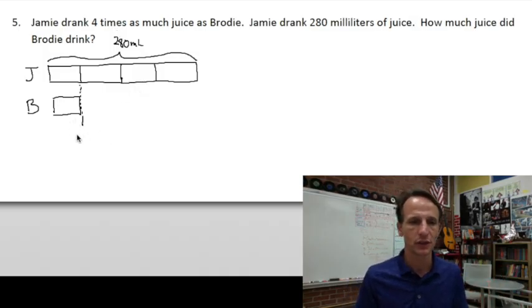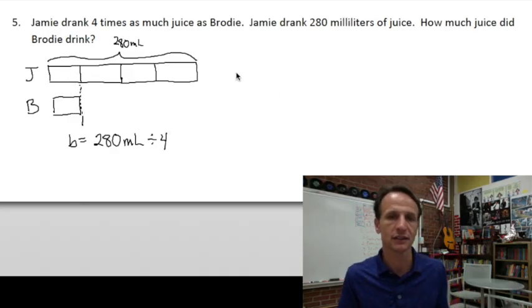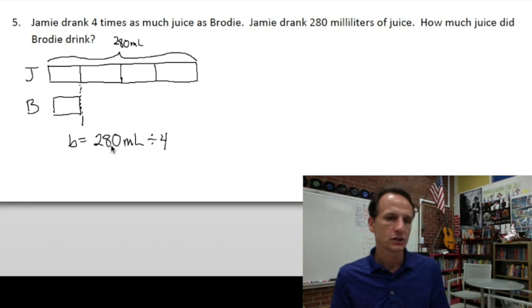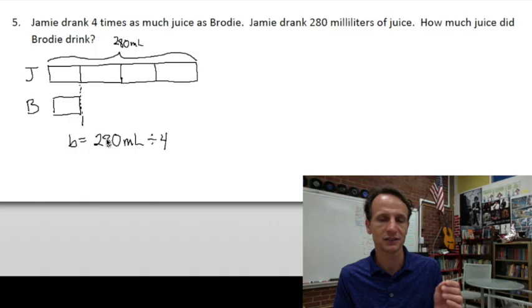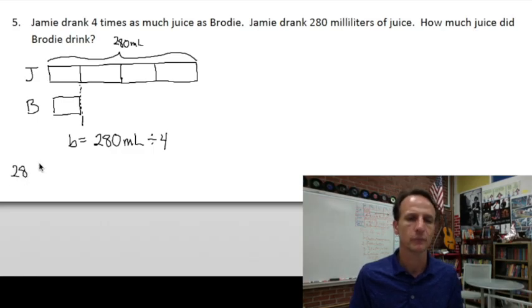So if we want to find Brody, he will be the 280 milliliters divided by 4. That one of those 4 parts is the secret to Brody. To think of it as 280, 8 tens isn't very useful to divide by 4, but we can think of it as 28 tens in unit form, and then divide that by 4.